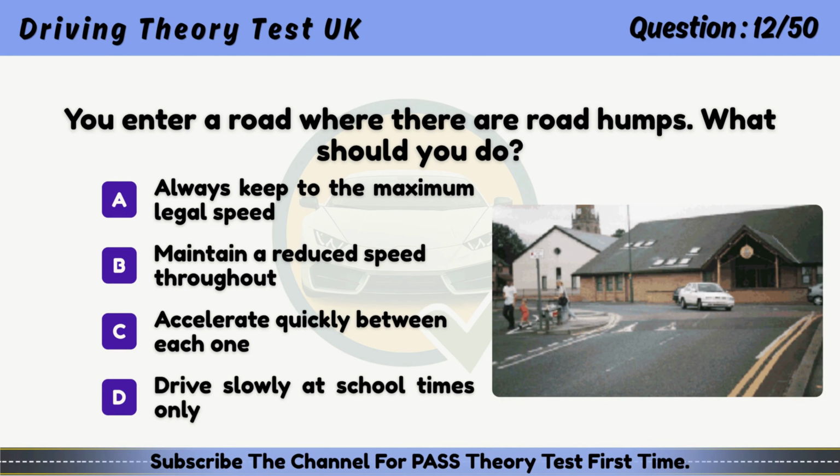Question 12. You enter a road where there are road humps. What should you do? Option A. Always keep to the maximum legal speed. B. Maintain a reduced speed throughout. C. Accelerate quickly between each one. D. Drive slowly at school times only.